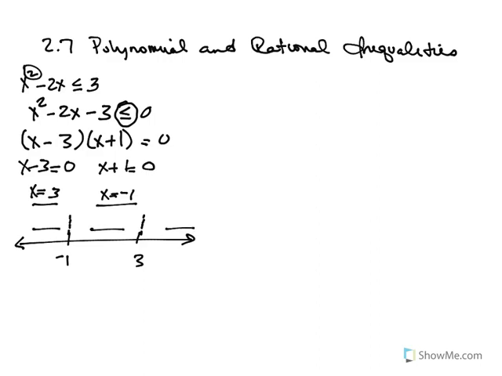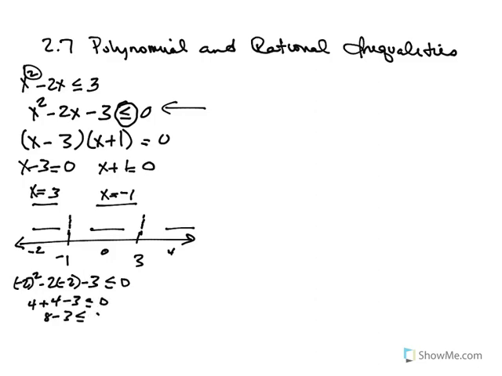So we test in each compartment to see if we get a true or false statement. True statements mean it's part of the solution. False statements mean they're not part of the solution. So if I try a number on the left side of negative 1, I would just try negative 2 here. I'll try 0 in between here, and I'll try 4. Whatever number you want to test, you're going to plug it in to your problem, and whatever we get should come out as less than or equal to 0.